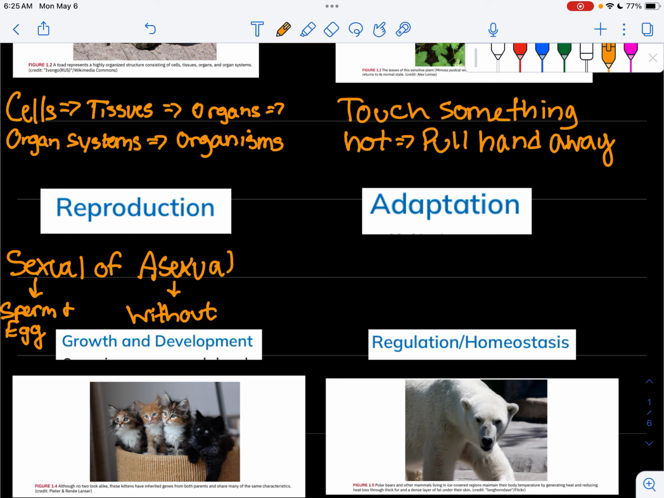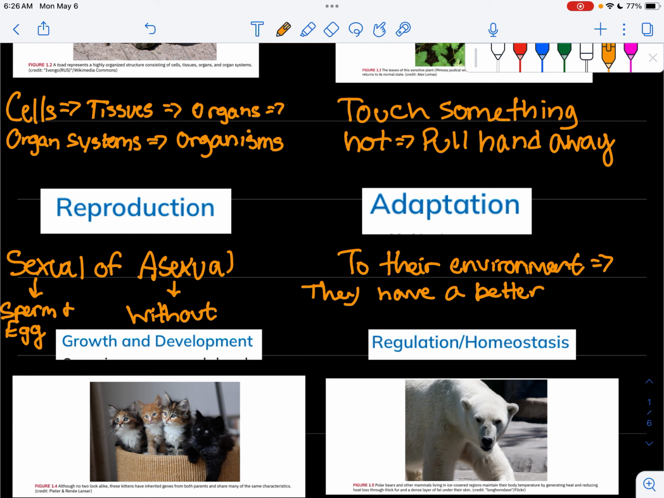The fourth unifying characteristic of life is that an organism must be able to adapt. And adapt to what? To their environment. So what it means to adapt to their environment. If an organism adapts to their environment, they have a better chance of reproducing.